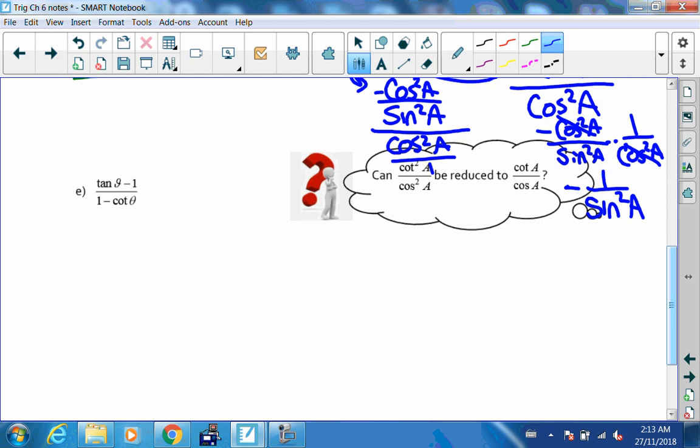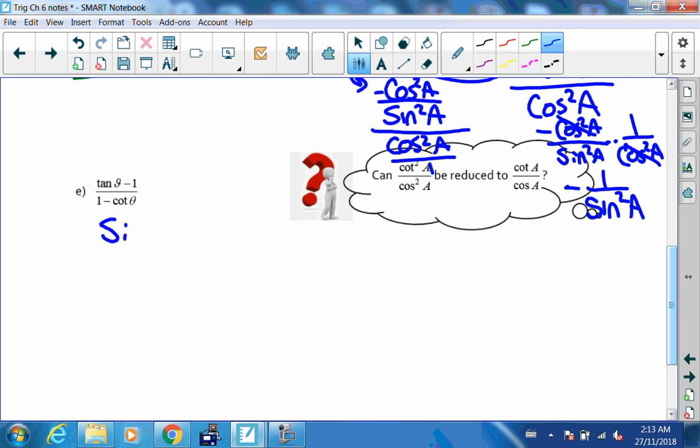It's not always the easiest or fastest strategy, but it's a technique that works an awful lot. So I'm going to turn everything into sines and cosines. It's not always the most elegant strategy. That's what I was looking for.